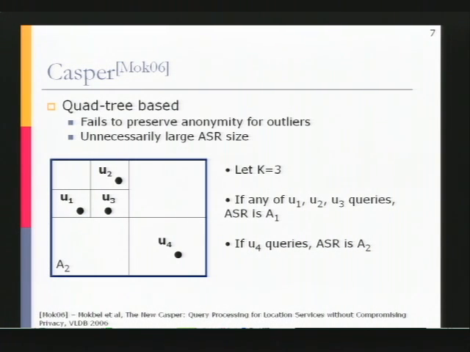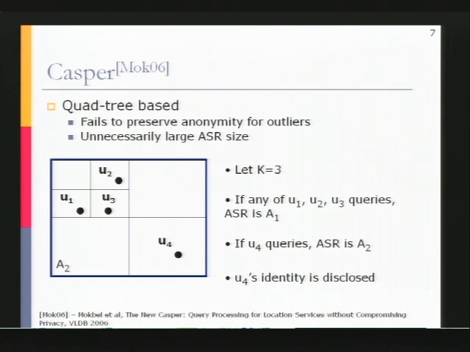Now, if an attacker has some knowledge of the distribution of locations, so he doesn't even need to know the exact locations, all he needs to know as an attacker is the distribution of locations. Then, by simply looking at the size of the generated ASR, the attacker might see that u4 must have been the query source, right? So this method exposes the privacy of the outliers.